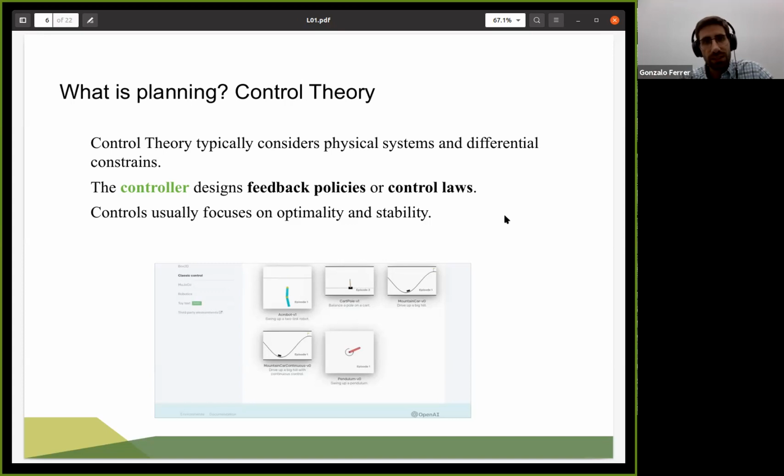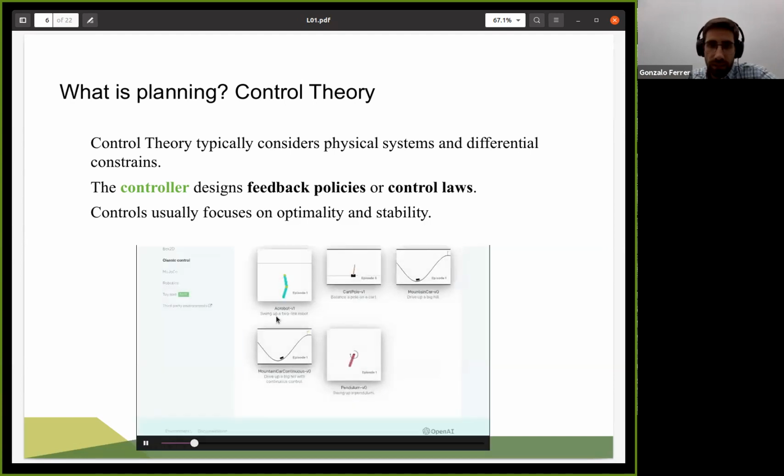From control theory, this is something that people have also been studying, right? The thing is, control usually considers physical systems, and that means that there are some differential constraints because you need to have smoothness over these systems. So for instance, in these examples, these are all inverted pendulums or acrobot or cart-pole, very popular examples that I'm sure you've seen. And in control, people don't talk about plans, right? They talk about controllers, or control laws. So this is a little change of nomenclature, but at the end, it's the same idea.